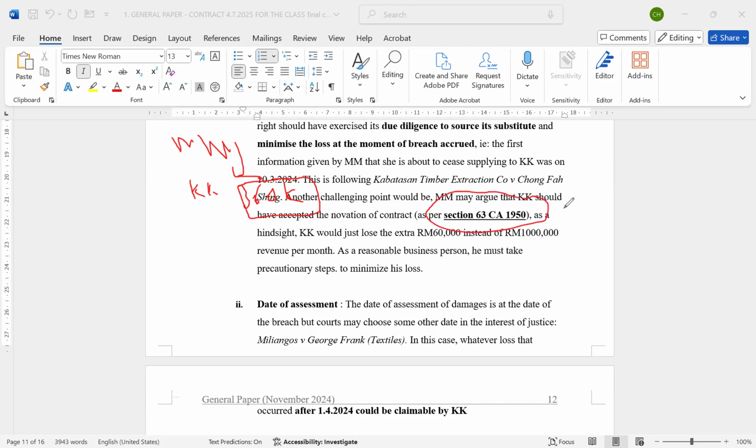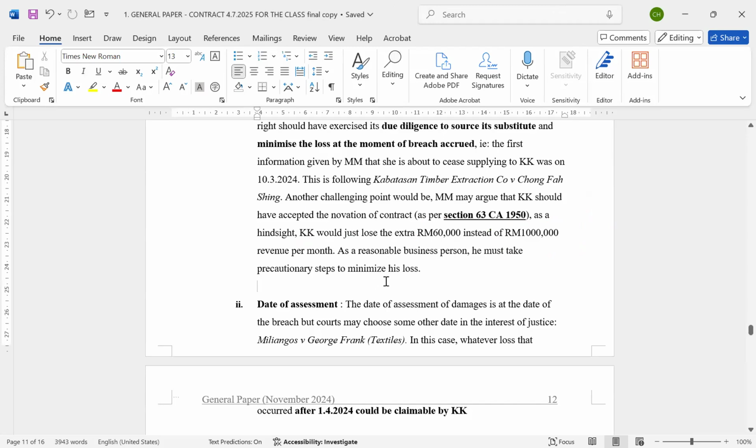So there might be an issue of novation contract, Section 63 of the Contract Act. Okay, as a high side, of course, KK would just lose 60,000 ringgit instead of the whole revenue of 1 million ringgit, isn't it? So as a reasonable businessman, you conclude that he must take reasonable steps to minimize the loss that he suffers.